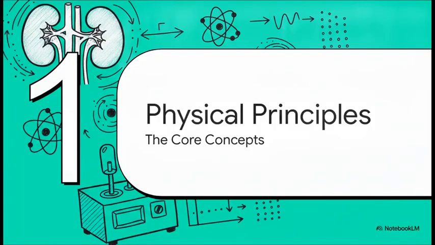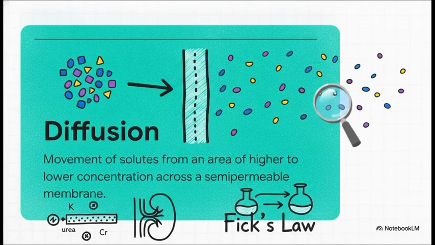So, Section 1, the core physical principles. Before we even think about operating the complex machines that keep patients alive, we have to wrap our heads around the fundamental physical laws of the universe that actually make artificial filtration possible. The very first, and maybe the most critical tool in that physics toolkit, is diffusion. Simply put, this is the movement of solutes from an area of higher concentration to a lower one across a semi-permeable membrane, good old Fick's law.